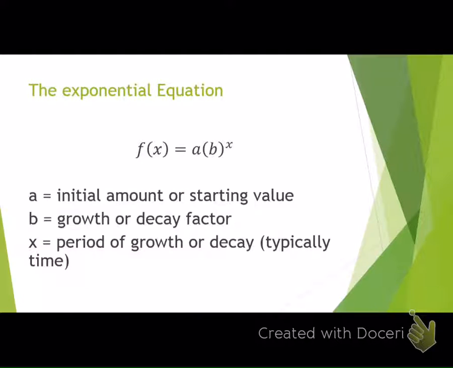All right, so this is the exponential equation. f of x equals ab to the x, where a is the initial amount or your starting value. This is typically your y-intercept if your asymptote is 0.